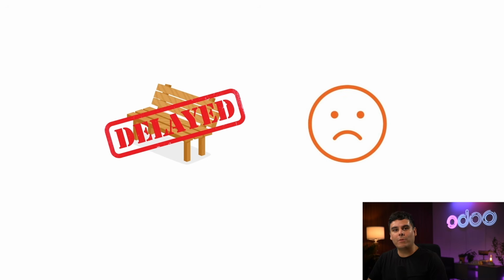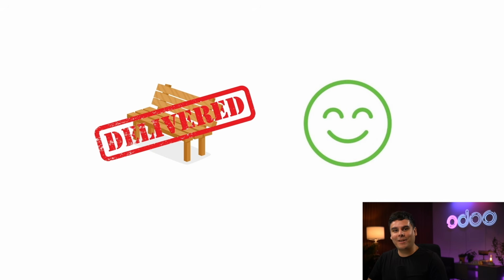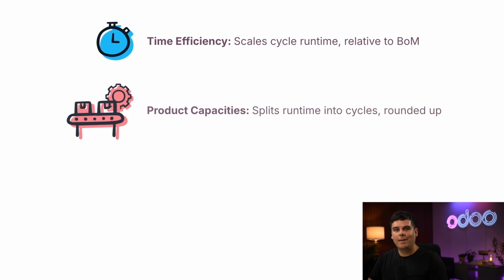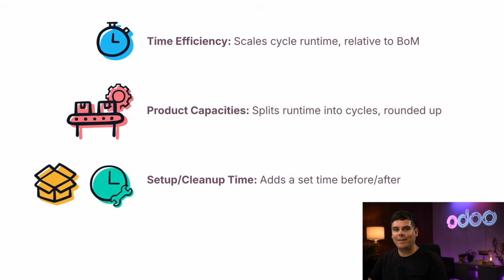Thankfully, Odoo has several Work Center parameters that we can adjust to make the time estimates more accurate for planning and scheduling to ensure that we fulfill orders on time and keep our customers glad, not mad. In order to do that, we need work centers and a bill of materials set up. So if you need to do that or learn about the rest of the fields in the Work Center form, check out our other tutorials. Once we have a bill of materials and work centers are enabled, there are 4 parameters that we can adjust: time efficiency, product capacities, setup time, and cleanup time.